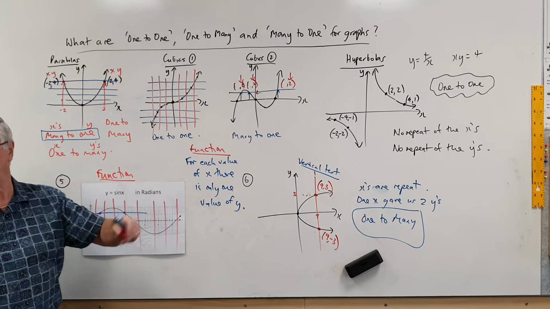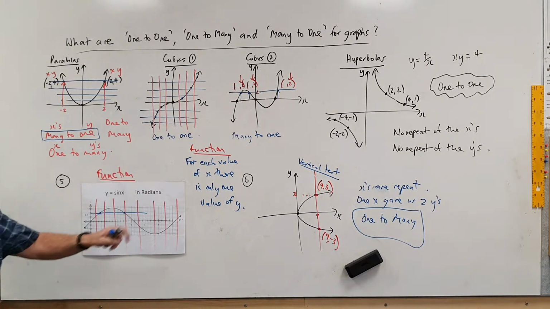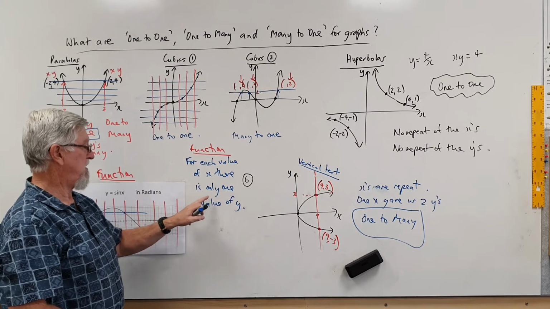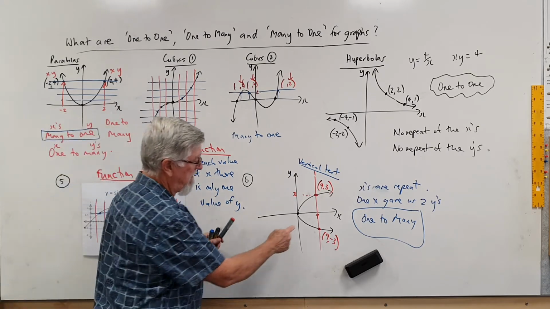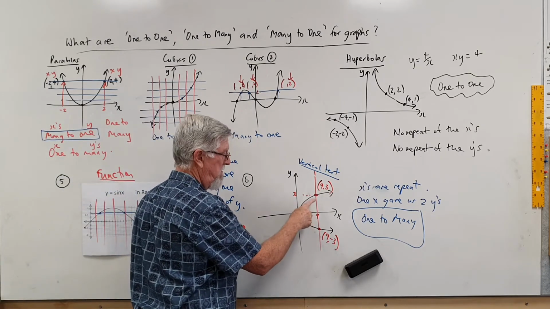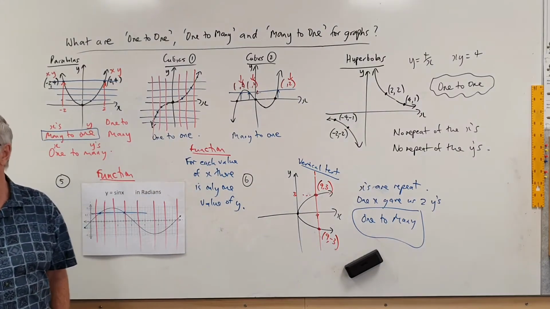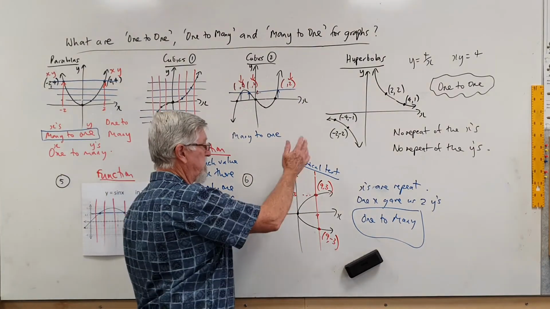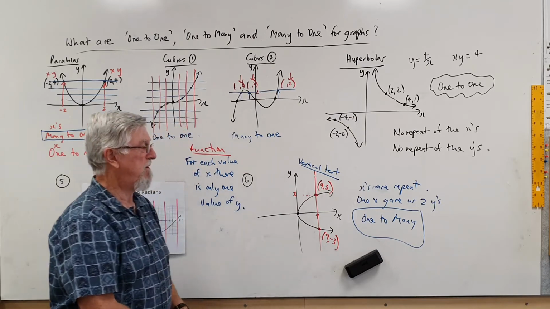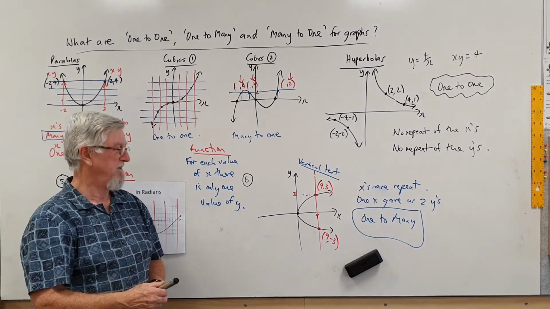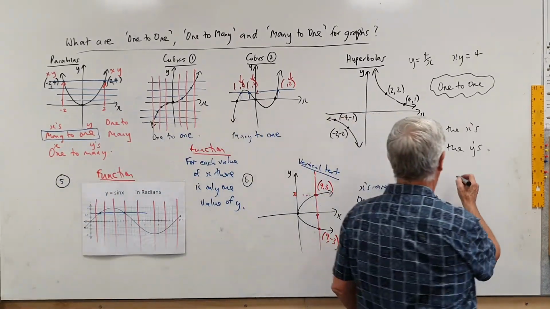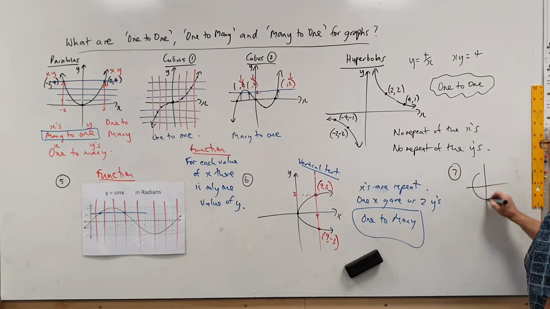So why is that not a function? For each value of x, there is only one value of y. For that value of x, there are 2 values of y. All my brain did when I was a kid was go vertical test, not a function. What's another case of not a function? Let's do a couple of them quickly. Circle. Fails the vertical test.